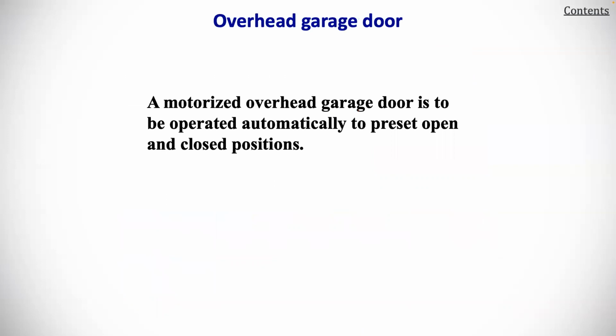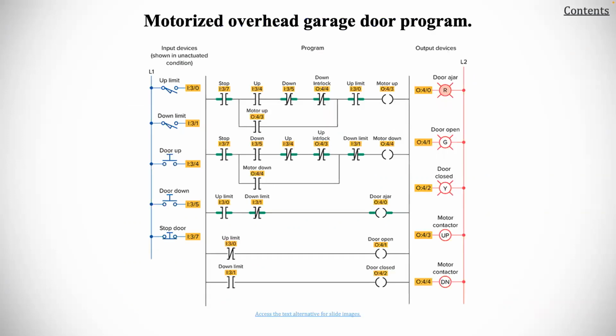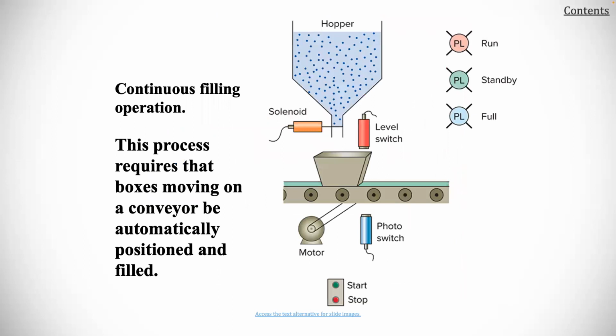What about a garage door, an overhead garage door? A motorized overhead garage door is to be operated automatically to preset open and close positions. So this is the logic that would be necessary to do that. And I'm not going to go through this, but you can pause the video and see if you agree with this logic, or get some perspective on maybe there's something that you didn't realize would be important.